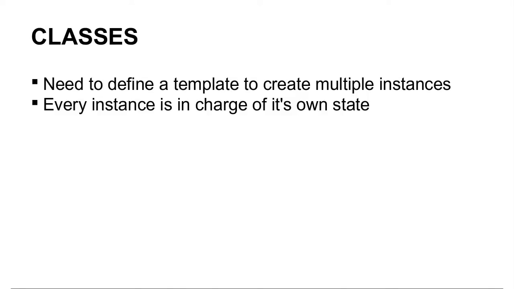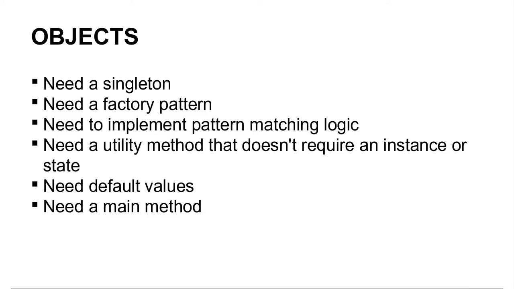Now, when do you use objects as opposed to classes? Well, in classes, if you need to define a template to create multiple instances, definitely you need a class. And if you need every instance in charge of its own state, definitely you need your own class as well. But for objects, if you need a singleton, if you need a factory pattern, creating families of related or dependent objects without specifying or hiding their concrete classes, and we'll make use of this factory pattern in the next session, then you would use an object.